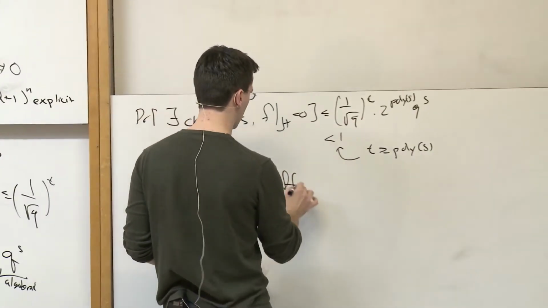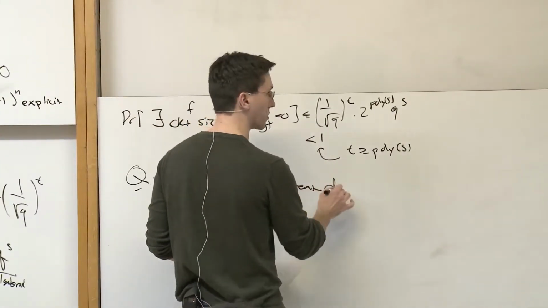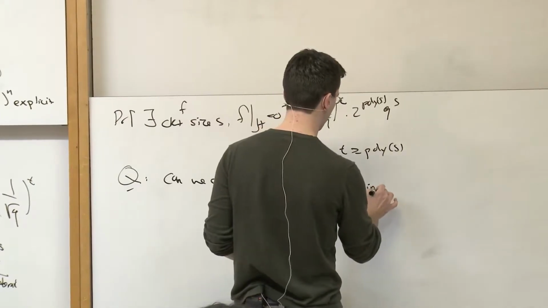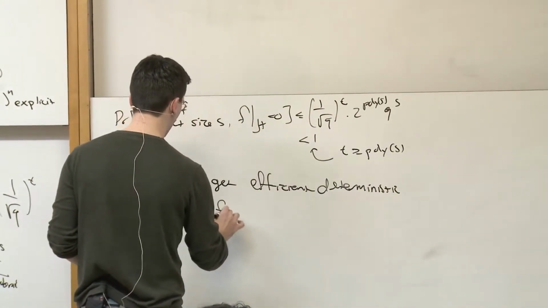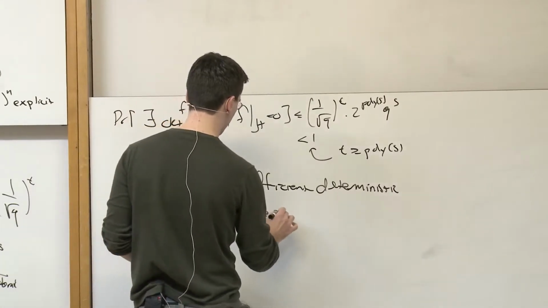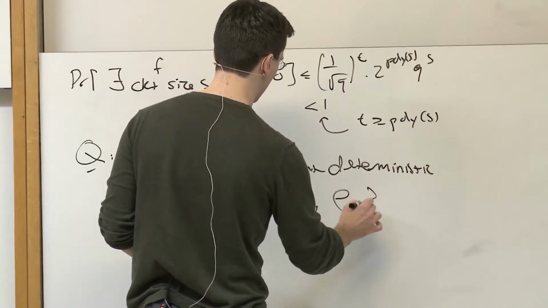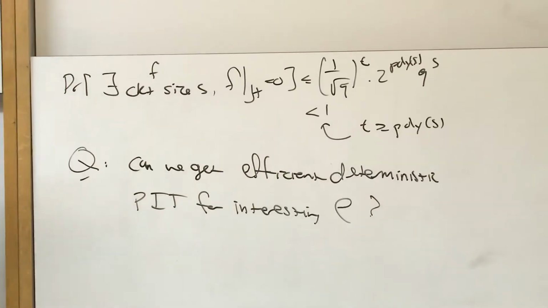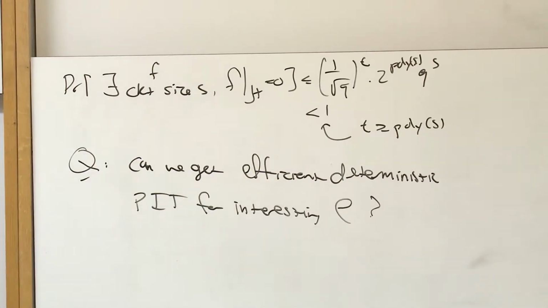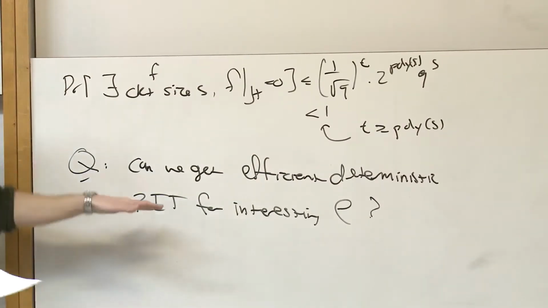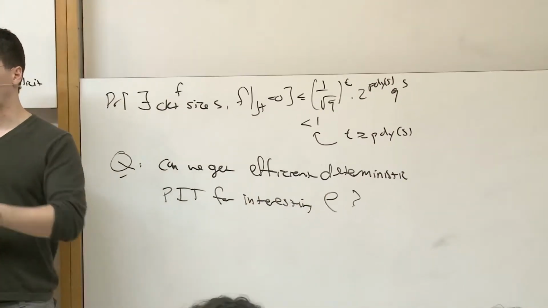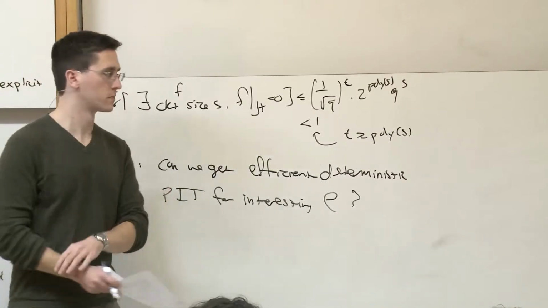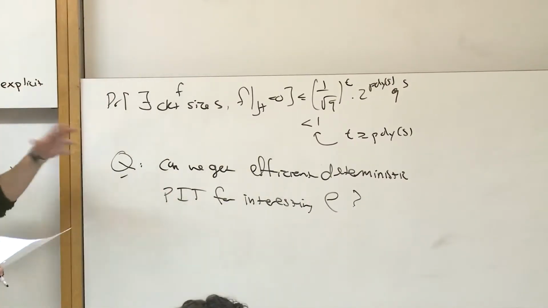efficient deterministic PIT, whether it's white box or black box, for interesting classes C? Okay, so there's some reason, as discussed, that it seems hard to get efficient deterministic algorithms for general circuits, but maybe for restricted circuits like multilinear formulas or depth three, it seems more reasonable. Okay, so this is the main question of this area.